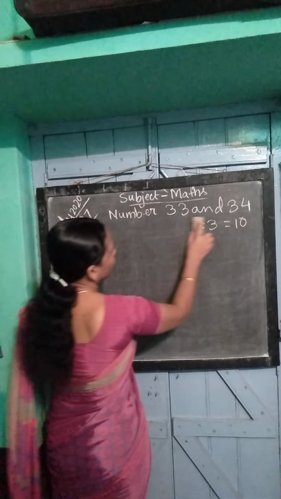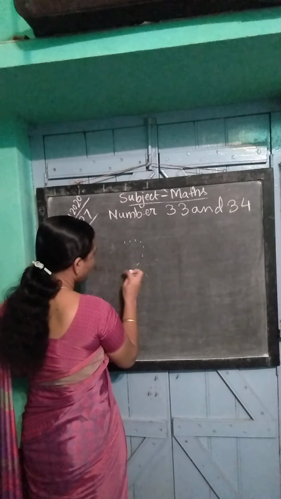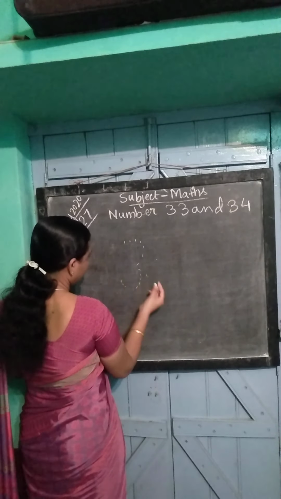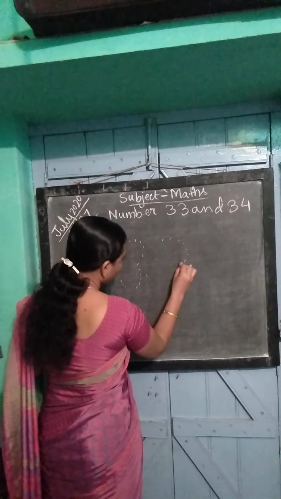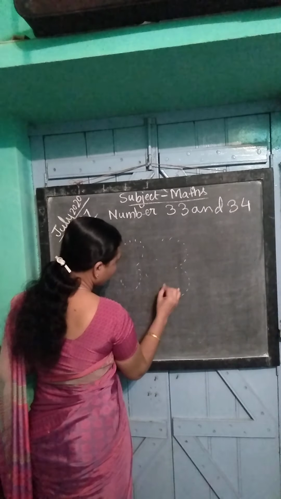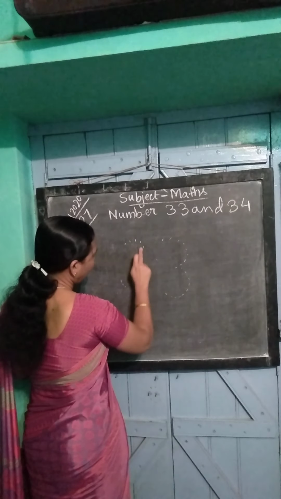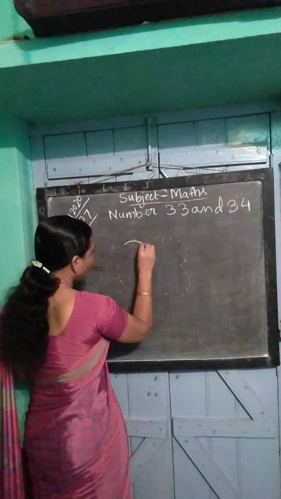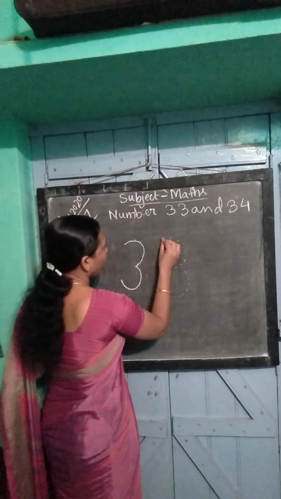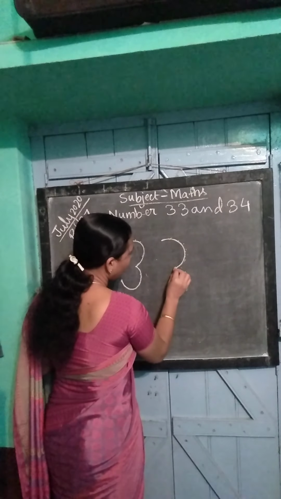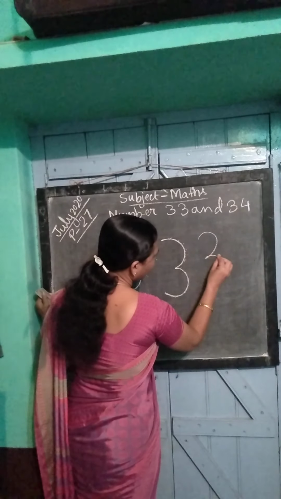33. Now we will write 33. You know 3 how to write. Again we have to do dots. Simply I am not doing these dots. Okay. I am doing first dots, then I am tracing. Like this you have to do. But some of you are not doing it in your book. You have to trace this 3 like this. Then you write like this. 3.